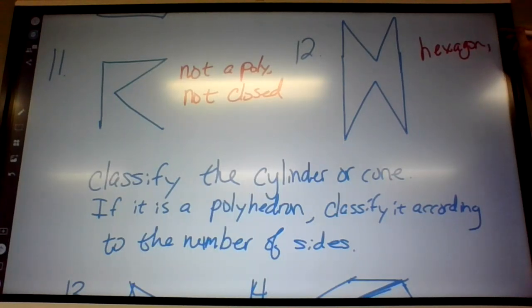Is it concave or convex? Concave, because it has caves. Okay, it's concave because it has caves. If you guessed hexagon, it might have been because that was the answer to number 9.